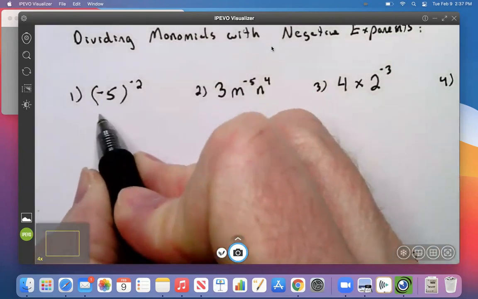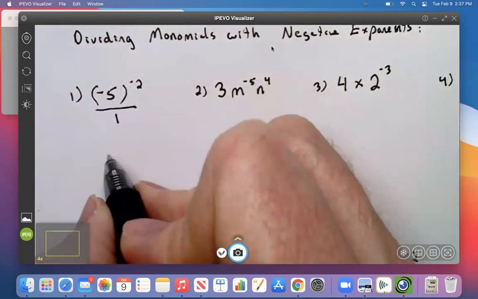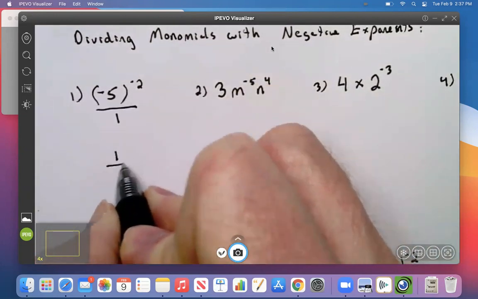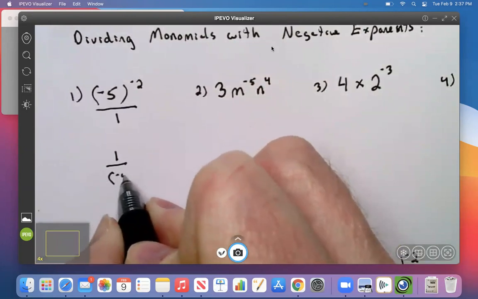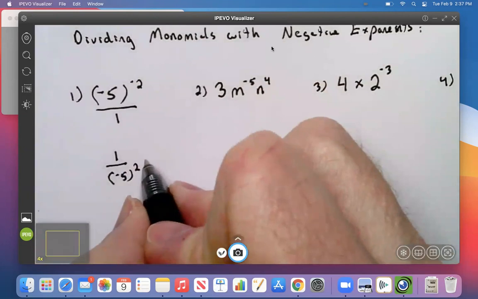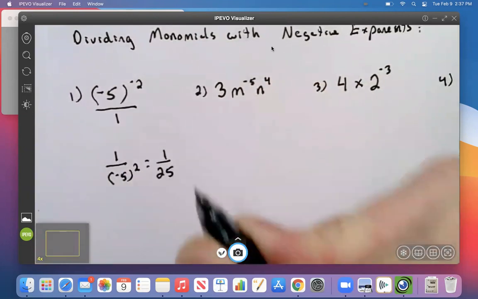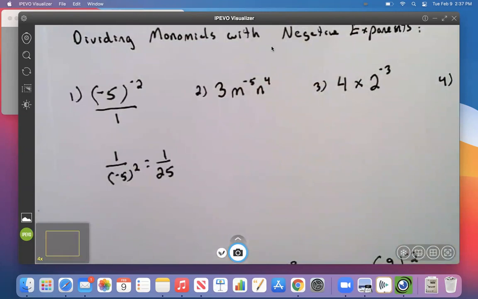On number one, all of this was understood to be over 1. So when I flip it or move it to the bottom, I get 1 over negative 5 to the positive 2 exponent. Negative 5 squared is 25. So your answer is 25. Try number 2.